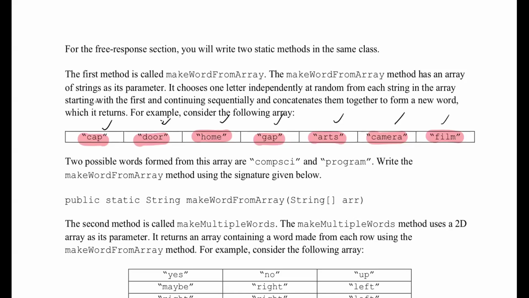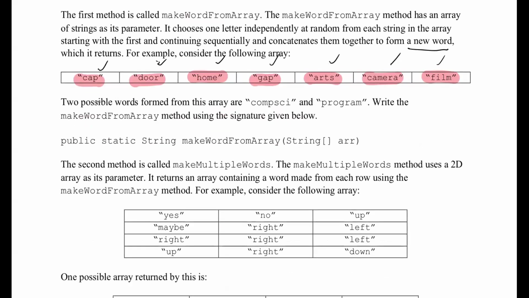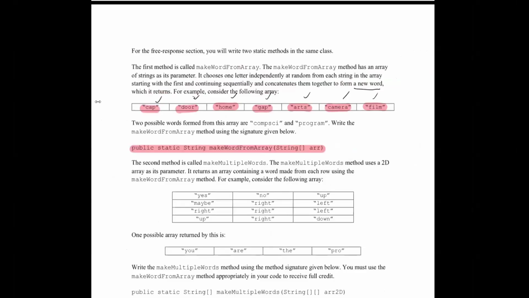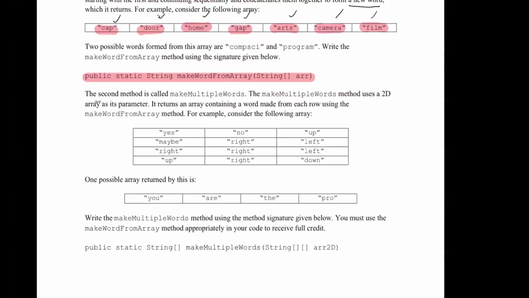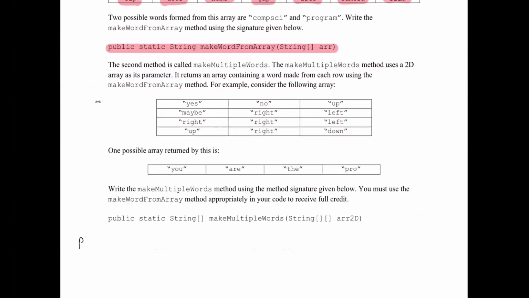And then you need to return a new word. You need to return a string. So you are given a header for this method, and then we are going to write the functionality. So this is the question, and I'll write here. It'll be public static string make found array, and I will get the array.